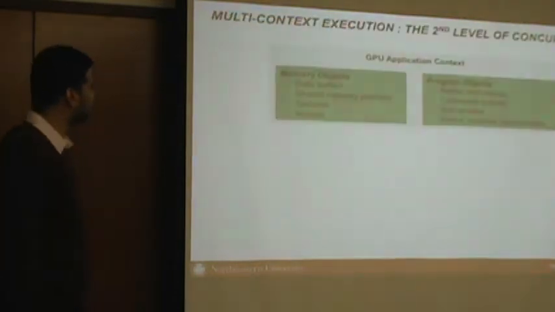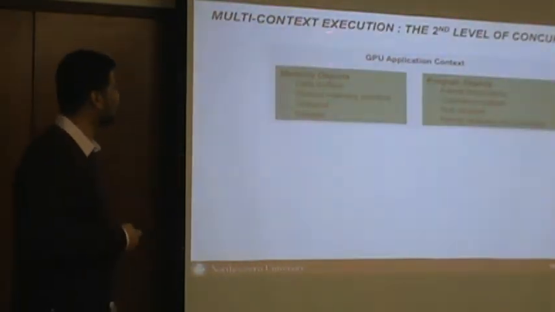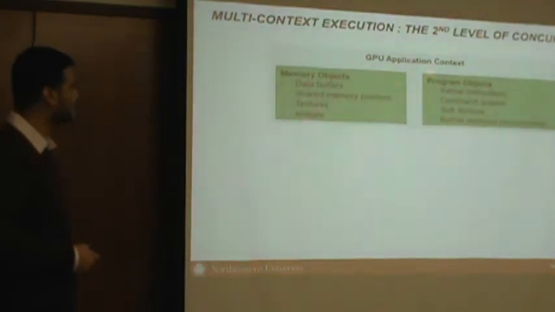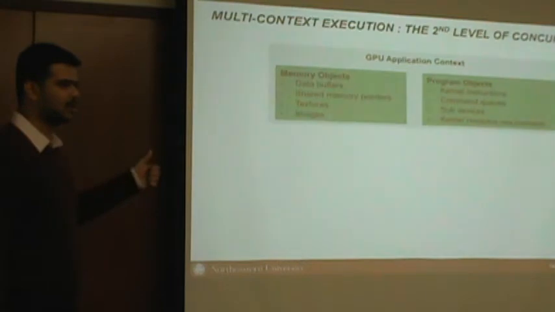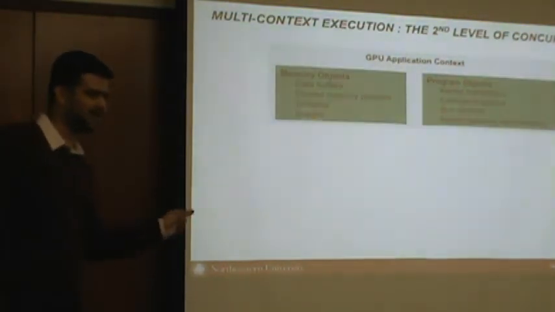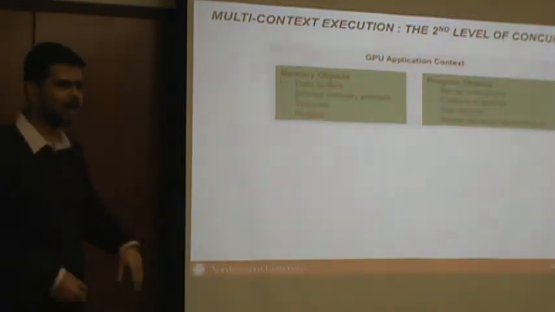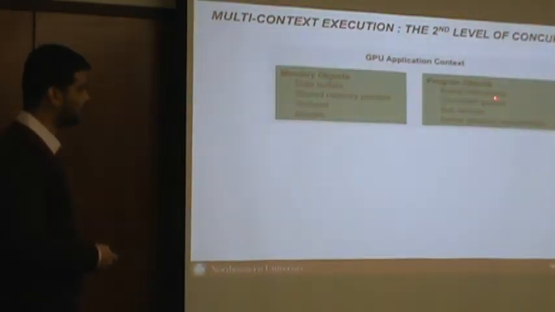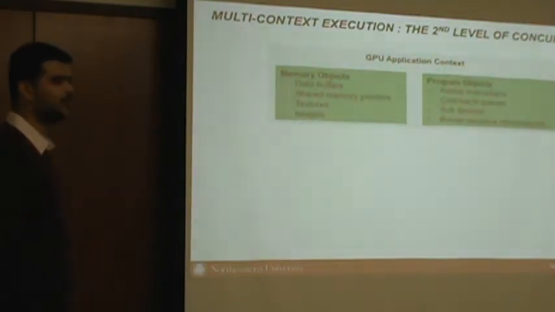So that brought us to the second level of concurrency, which was multi-context execution. What is a GPU application context? It consists of two parts. One is the memory objects: the data buffers that belong to the context, shared memory pointers, textures that are involved, images that are involved. And mind you, textures and images are actually data objects in both CUDA as well as OpenCL, the GPU languages. The other is program objects like the kernel instructions, the kernel binary itself, the command queues that are described here, the sub-devices that were created, and the kernel resources that are required. So these form a GPU context.